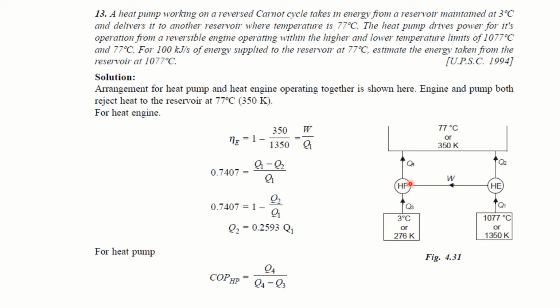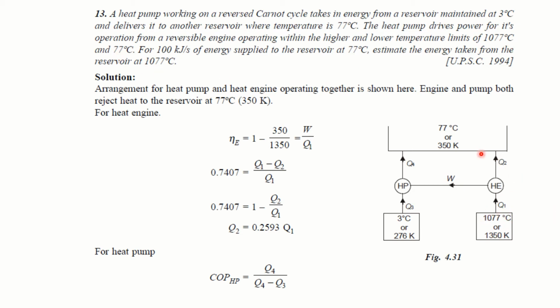It takes this, this is the heat pump, delivers Q4 to 77 plus 273, that is 350 K. This is the heat pump. The heat pump derives power for its operation from a reversible engine operating within the higher and lower temperature limits of 1077 degrees Celsius and 77 degrees Celsius.